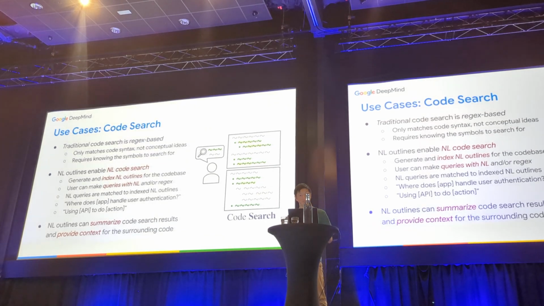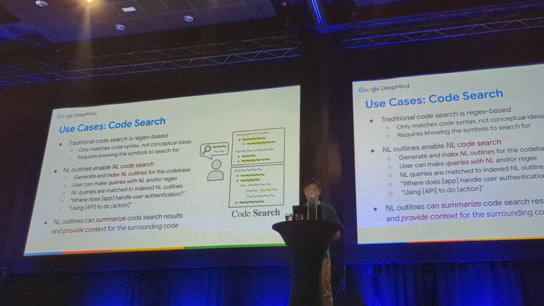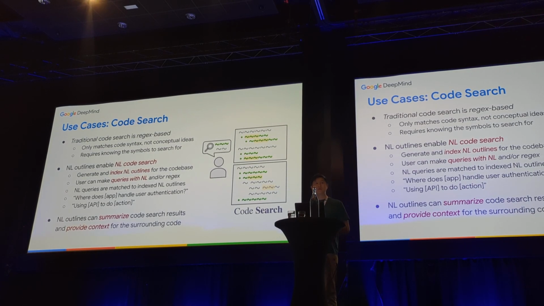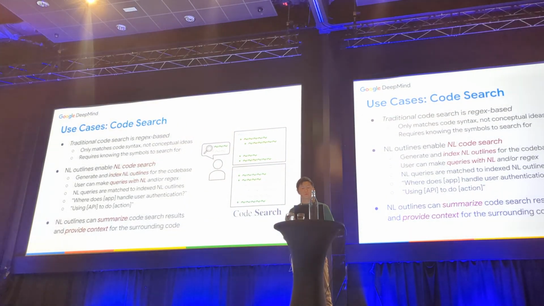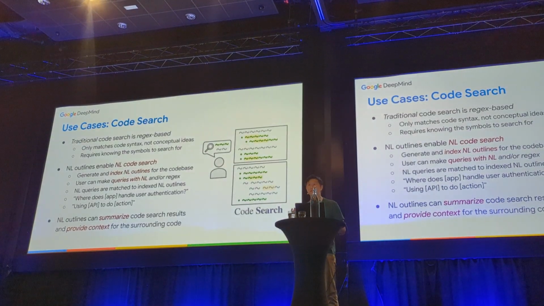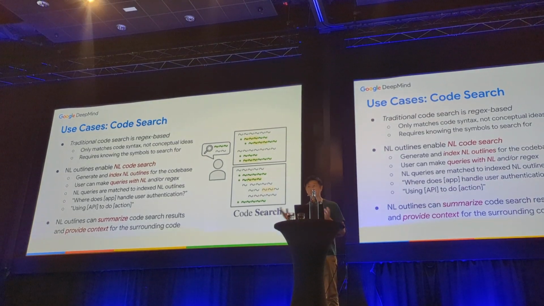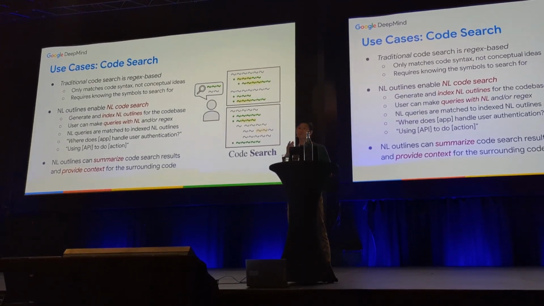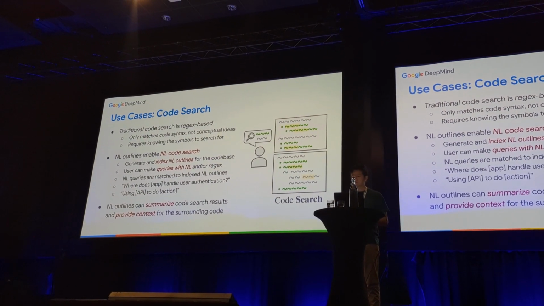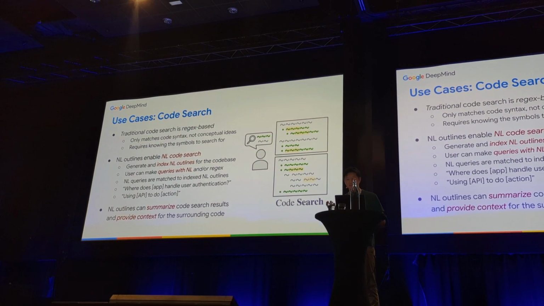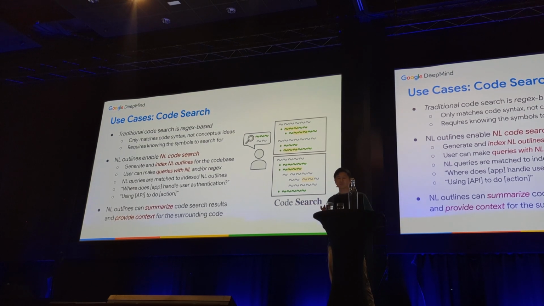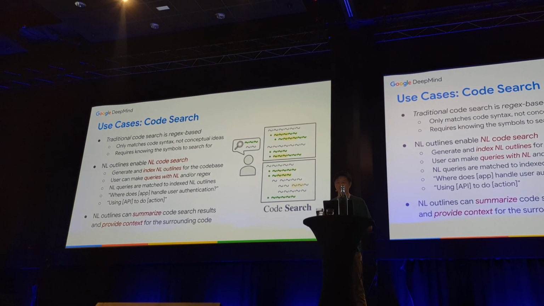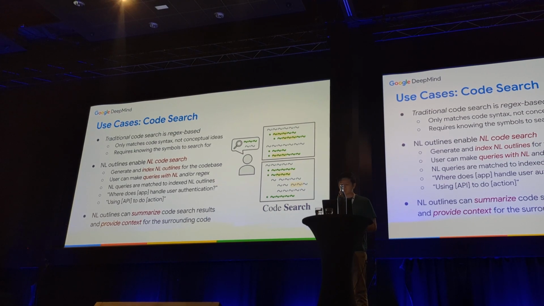Traditional code search uses regex-based matching, which only matches the code syntax, not the conceptual ideas. We can use NL outlines to enable natural language code search. If we generate and then index the natural language outlines for the code base, then we can support natural language queries by matching them to the indexed NL outlines. This lets us search for concepts like, where does my app handle user authentication, or for examples of using some API to do some action.